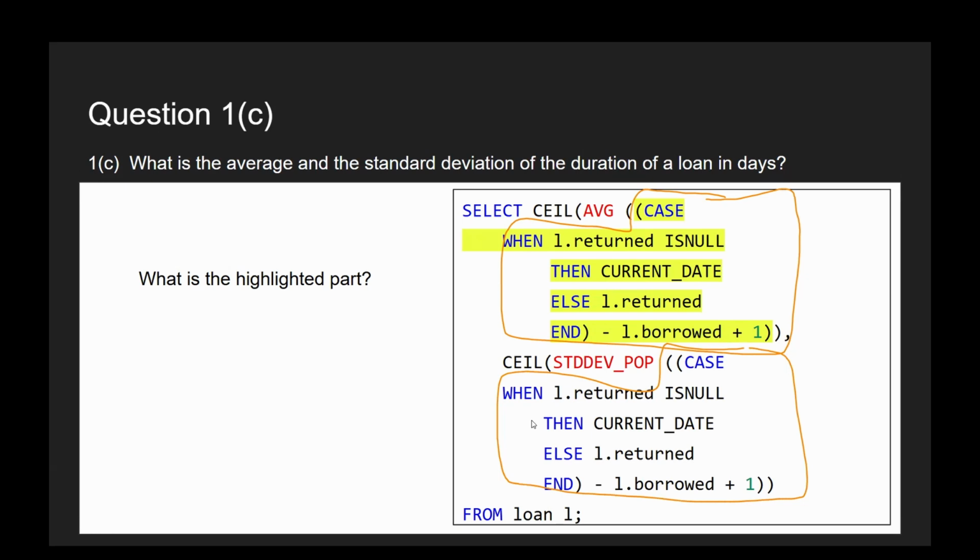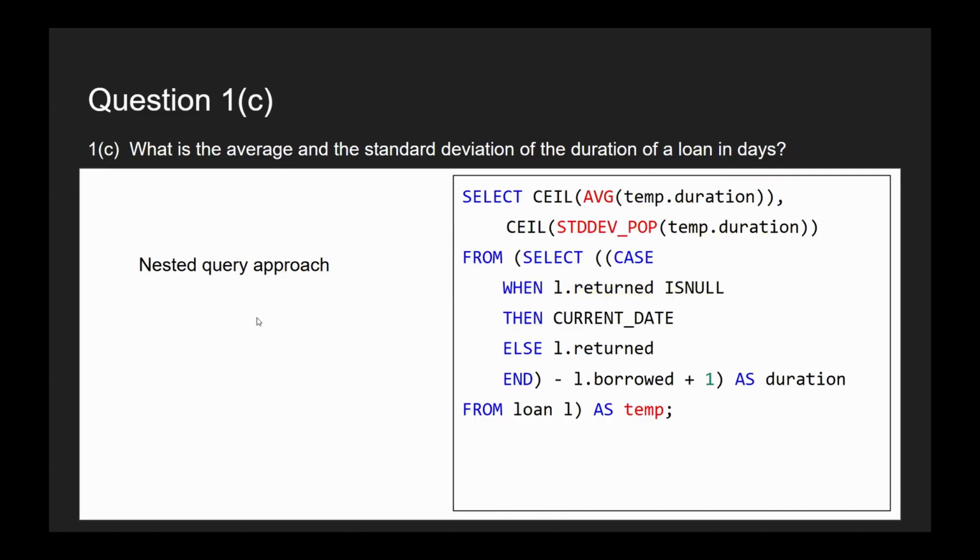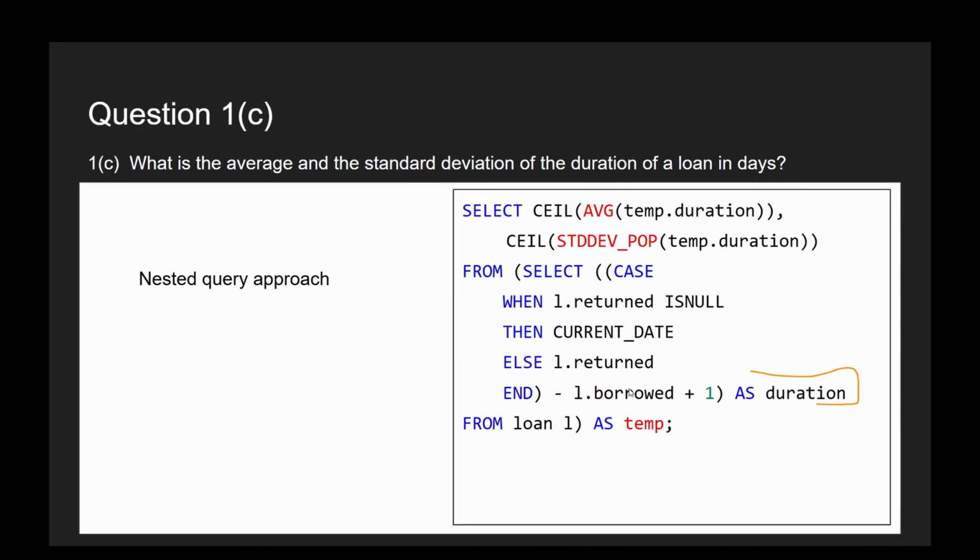Is there a way to simplify this? Yep, the answer is yes. We can rename it as our duration. After renaming it, this is how it looks like. We got an S duration here. Both answers are acceptable. If this nested query approach is too complicated for you, it's totally fine to come up with the previous answer.